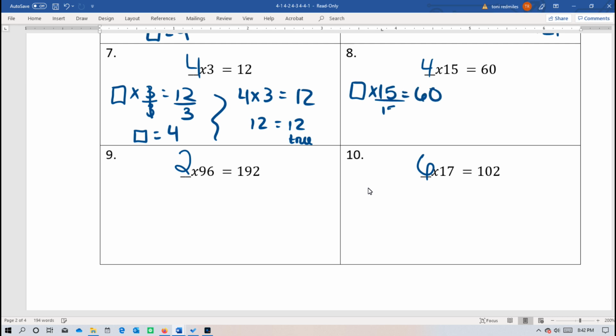Divide both sides by 15. Our box, if you look at a face of a clock, there are 4 15-minute segments on it. 15 minutes, 30 minutes, 45 minutes, and if I go the whole way around the clock, it's 60 minutes. So 4, 15 times 4.